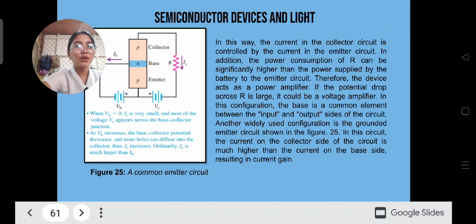Another widely used configuration is the grounded emitter circuit shown in figure 25. In this circuit, the current on the collector side of the circuit is much higher than the current in the base side, resulting in current gain.